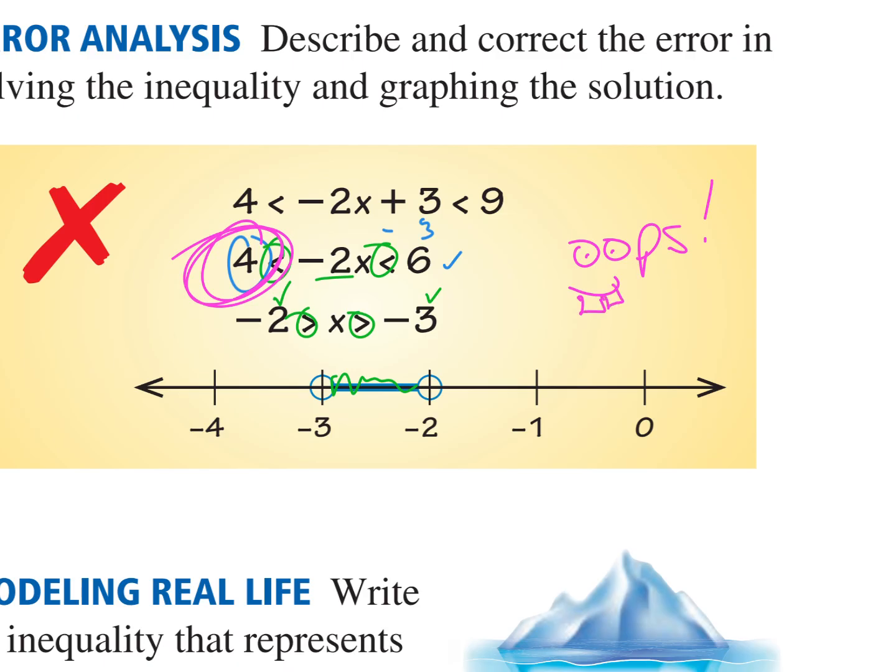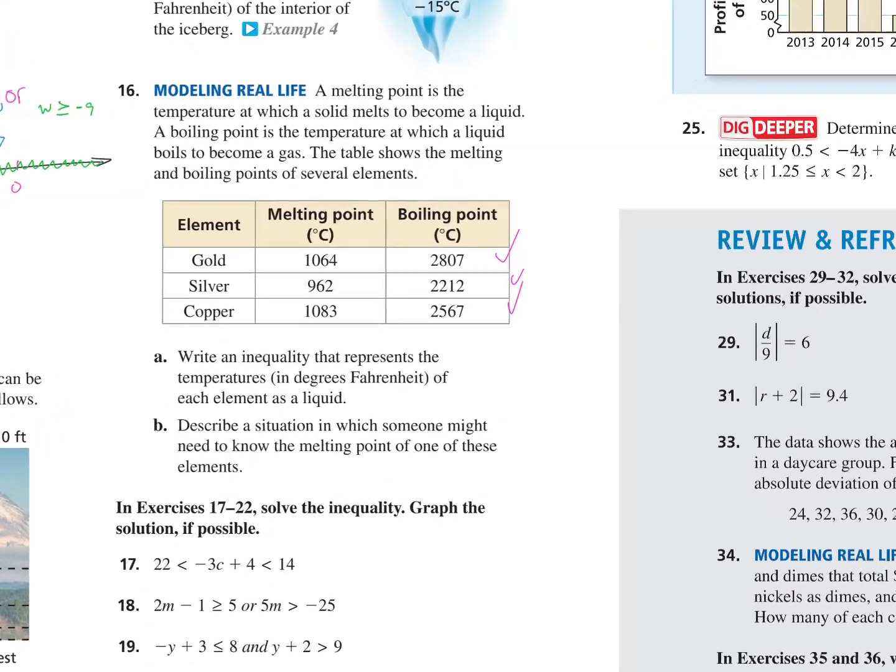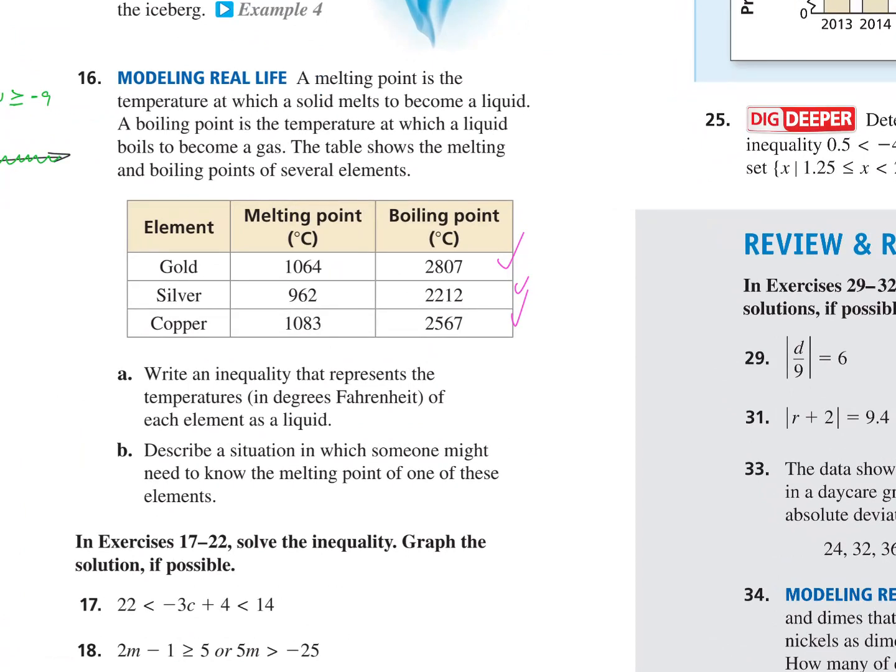Funny teeth. Okay, great. All right, on these, I'm just writing each of these as an inequality. And it says an inequality that represents temperatures of each element as a liquid. And so the idea is that for gold, for example, if the temperature, I'll use G, is between these two numbers, then it's a liquid. And if you're like, wait, what? I don't kind of get this.